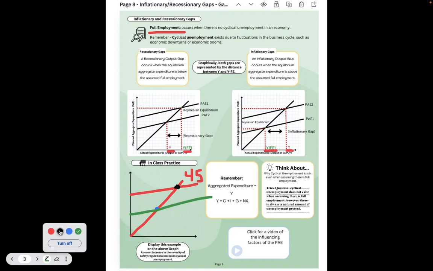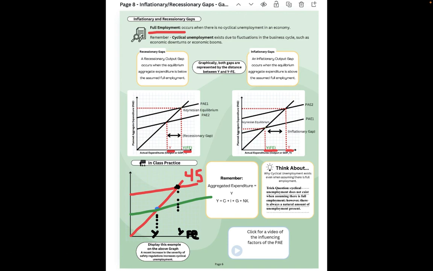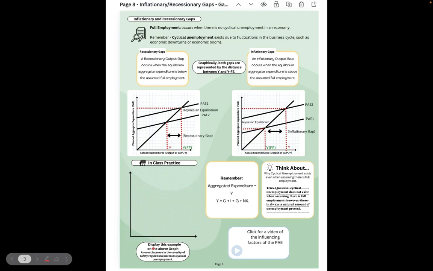Now, again, the way you would measure the difference between the two is you would check your Y, which is going to be here, and you would check your YFE, which is going to be right over here, just by using these little dots right here. So, as said previously, the way that you would measure any sort of these gaps is this square right here. And that is it.